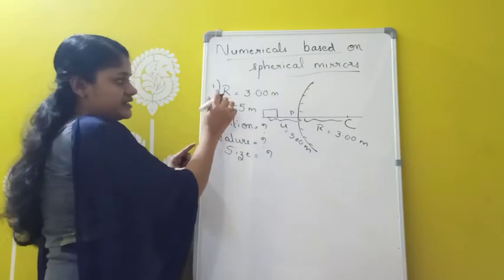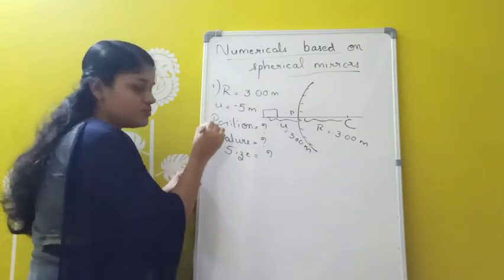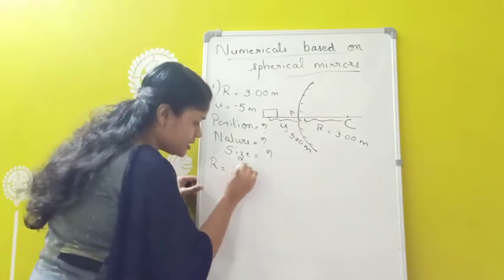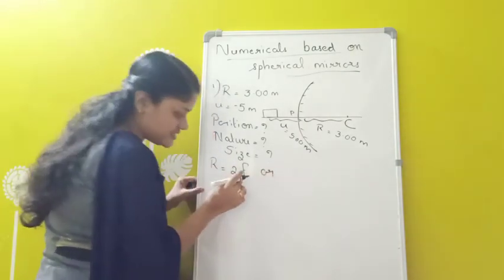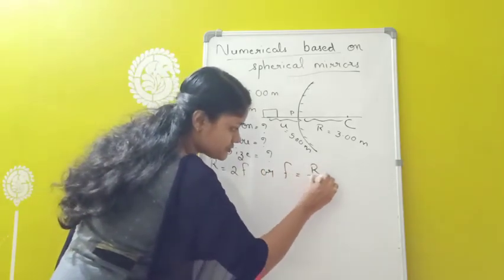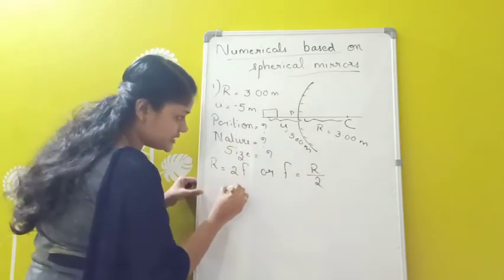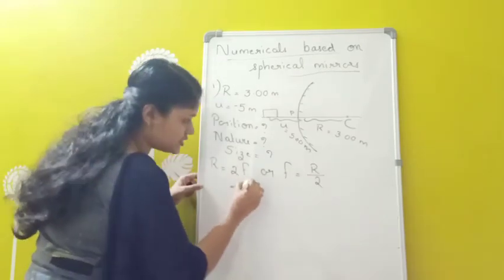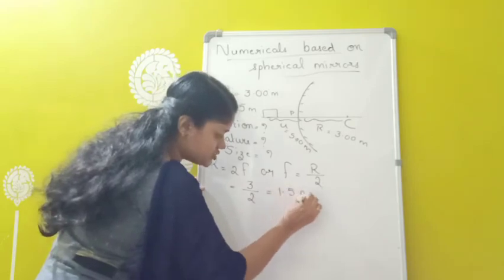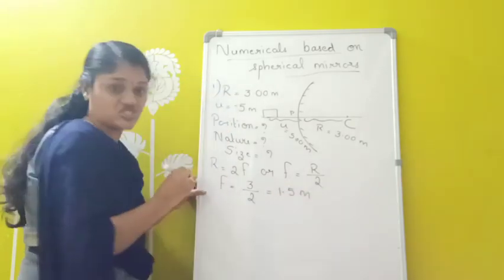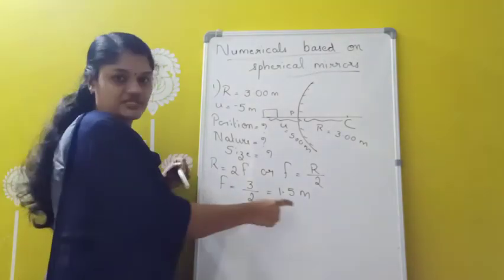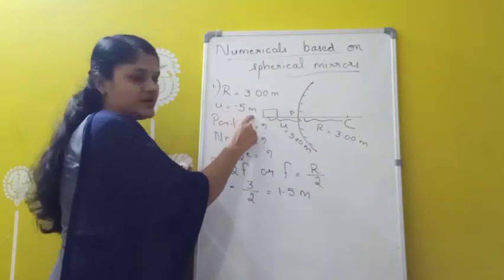Clear? Here the radius of curvature is given, and we know the formula connecting radius of curvature and focal length. R equals 2f, or from this we can find the focal length f. So f equals R by 2, that is 3 by 2, which equals 1.5 meters. So f is 1.5 meters. f means focal length. Now we have focal length f as 1.5 meters, and u is minus 5 meters.